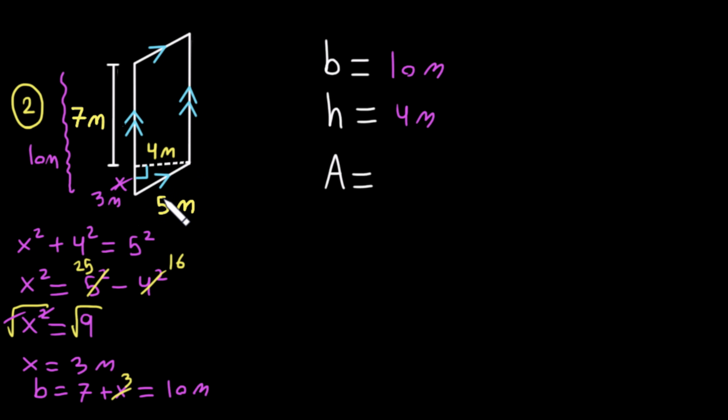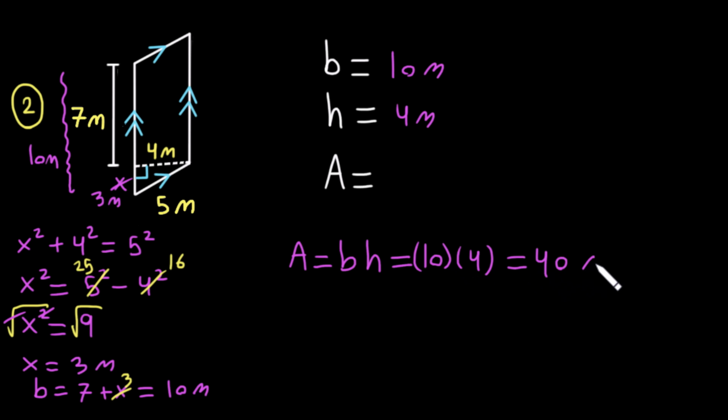Can we find the area? Of course, the area equals base multiplied by height. The base, which is 10 meters, multiplied by the height, which is 4. 10 multiplied by 4 is 40 square meters. So we found the area of this parallelogram, which is 40 square meters.